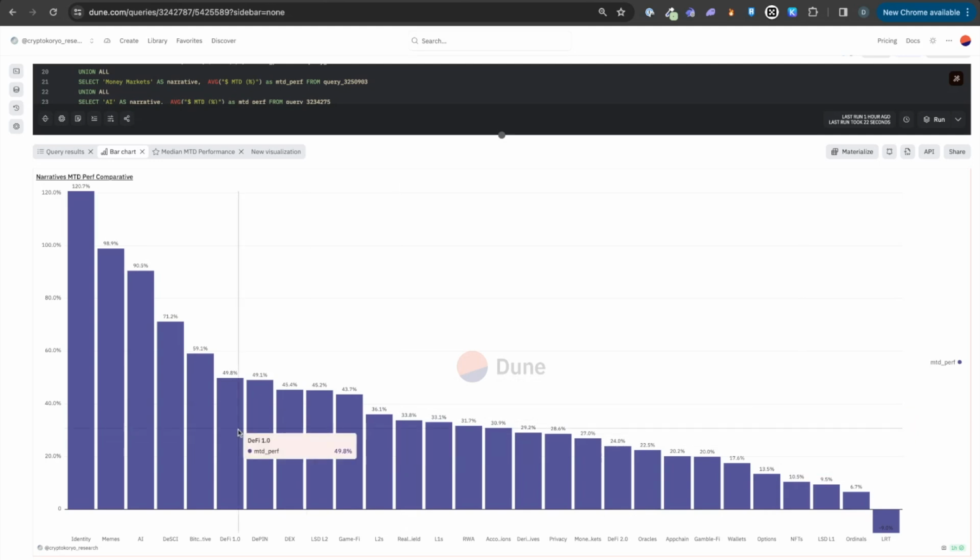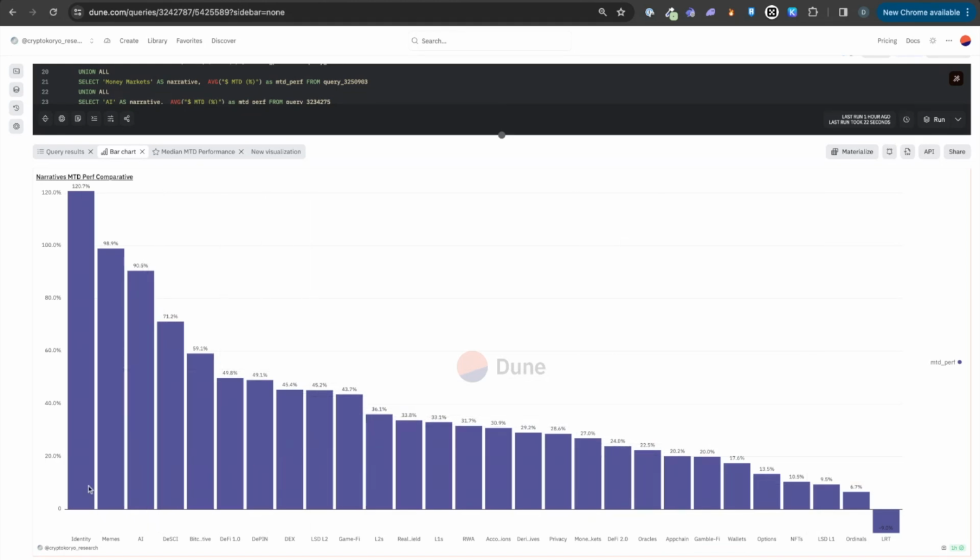So these are just two approaches that you could have. Either look at the right side and look at what you like among these narratives and what you think is kind of undervalued and might go higher in price. For example, stuff that has good fundamentals like oracles, DeFi 2.0, LSD protocols, etc. could have some opportunities.